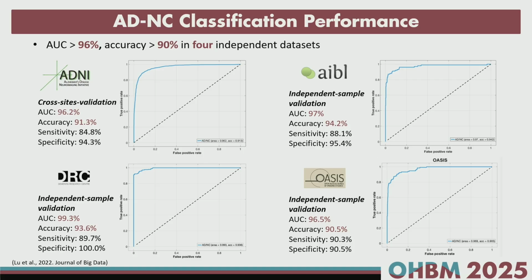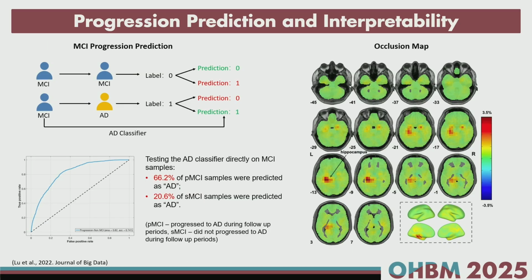Finally, the AD classification model achieved over 96% AUC and over 90% accuracy in 4 independent datasets, showing good generalizability. The model also shows some potential to predict the progression of MCI participants. I mean, the MCI converters are 3 times more likely to be predicted as AD than the non-converters. We also used the occlusion map to find the most important brain areas for the model to identify AD, and they are, of course, the hippocampus and parahippocampal gyrus.